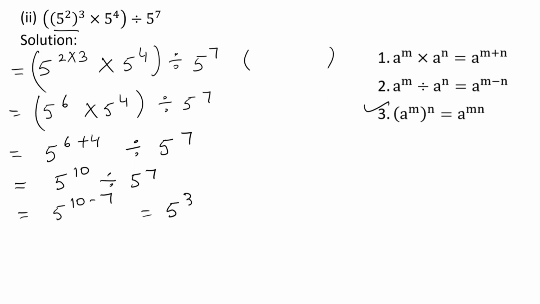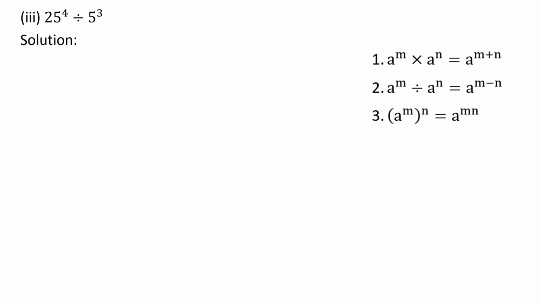And this is your final answer, 5 raised to the power of 3. The next one, 25 raised to the power of 4 divided by 5 raised to the power of 3. So first write 25 as a product of prime factors. 25 can be written as 5 into 5, which equals 5 squared. So this would become 5 squared, the whole thing to the power of 4. So what we have done is we have written 25 as 5 squared to the power of 4 divided by 5 raised to the power of 3.